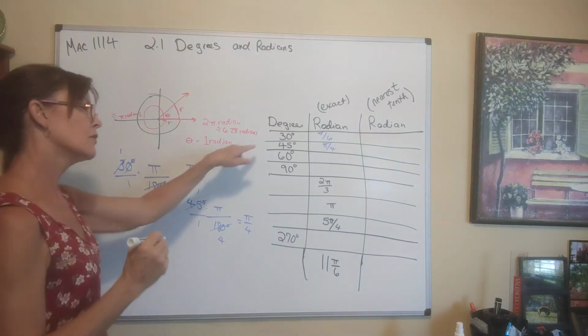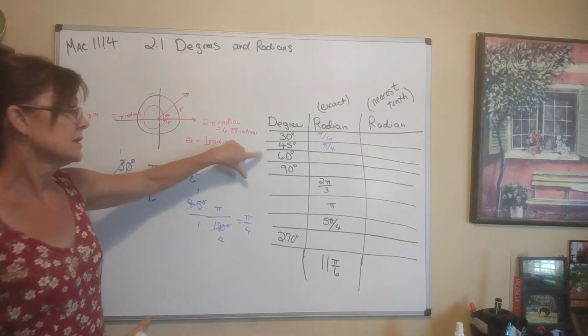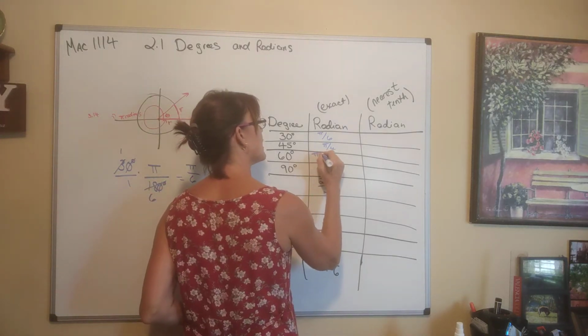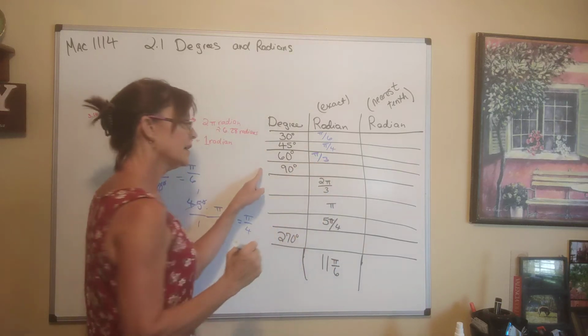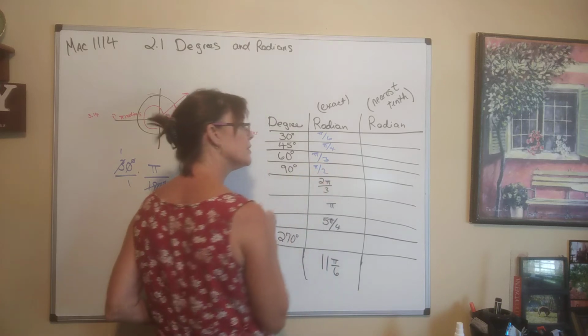60 degrees, you will find, I'm not going to go through the conversion, you can do it the same exact way. 60 degrees will convert into pi over 3. 90 degrees will turn into pi over 2.